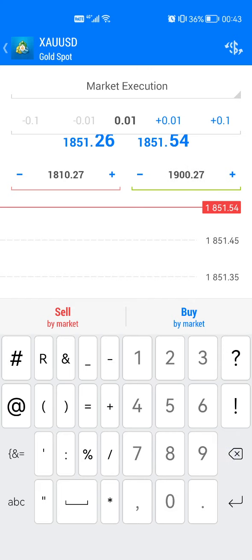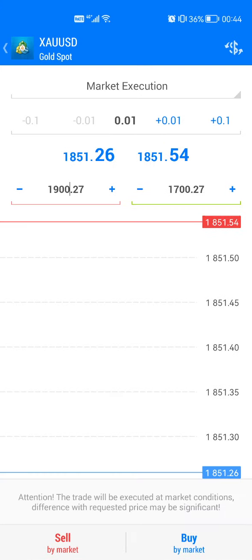And then when you are selling, make sure that your TP decreases, for example, 1700. And then your stop loss has to increase. It becomes 1900. Okay, then you either place buy or sell, and then you are good to go.